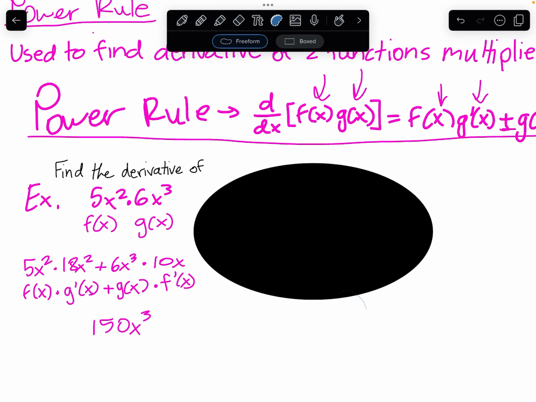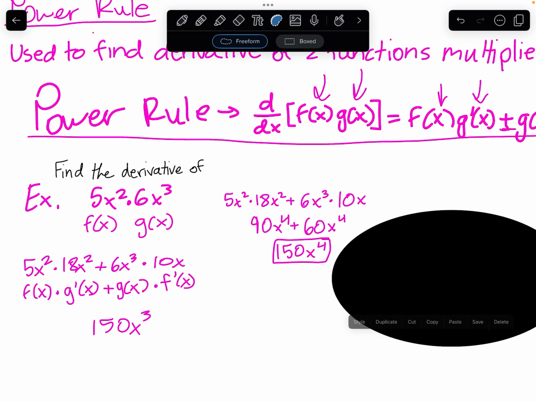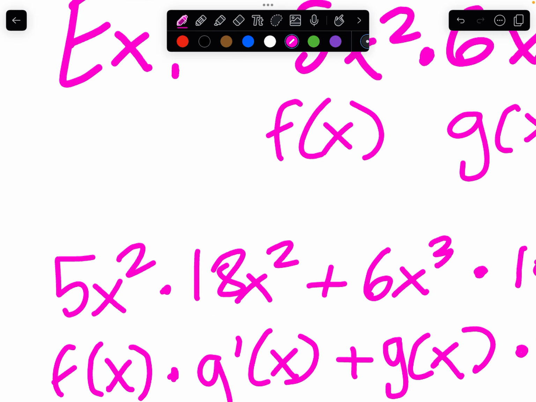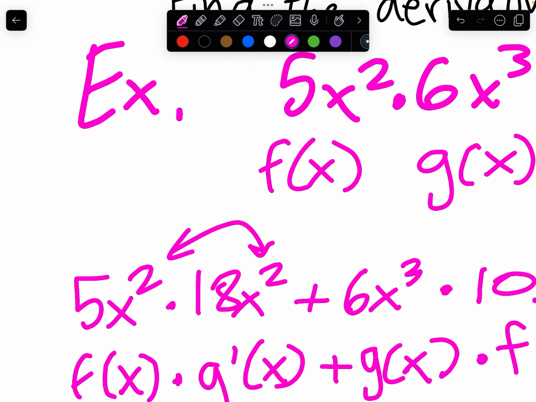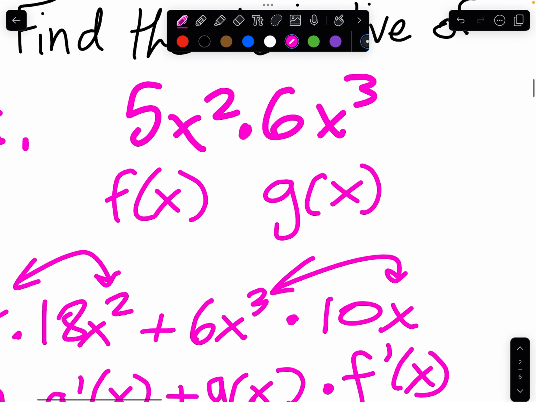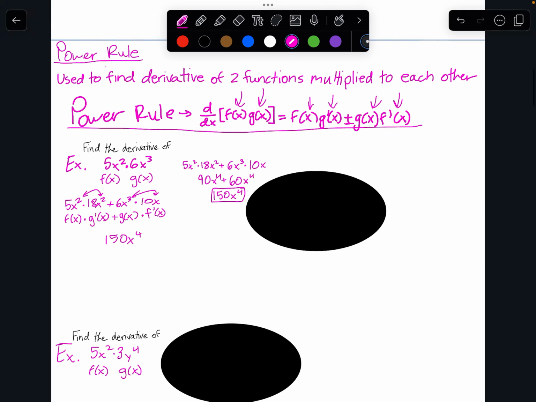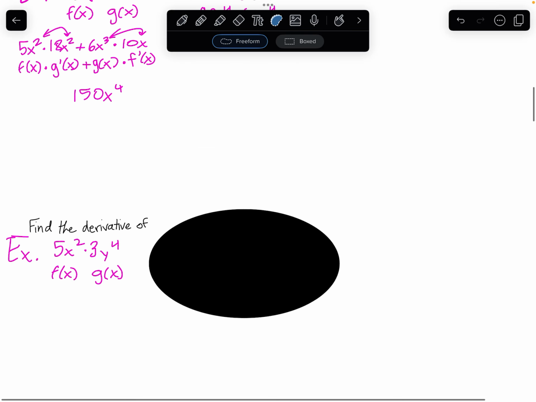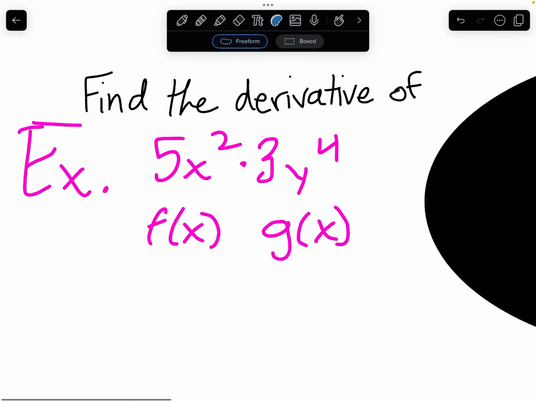Let's check if that's our answer. Oh, whoops. I meant to say 150x to the fourth. That's because these two squareds and then cube times x. Yep, 150x to the fourth. The concept is the same. It was just a simple multiplication mistake. Now, let's go to the second problem.